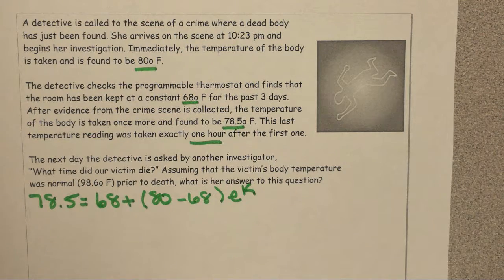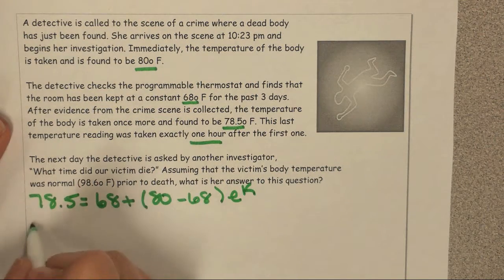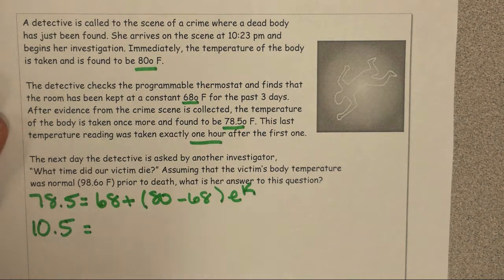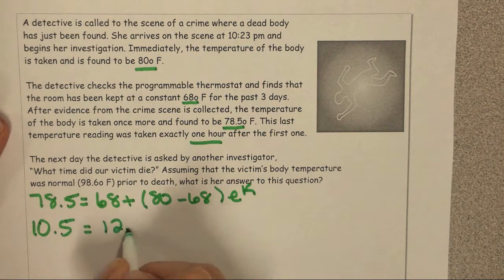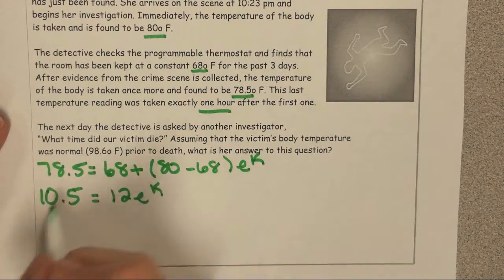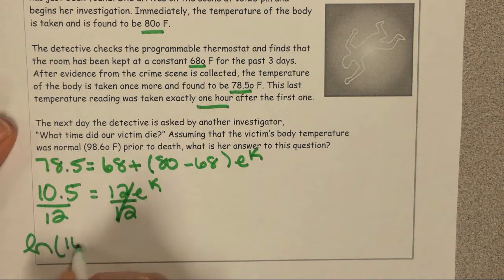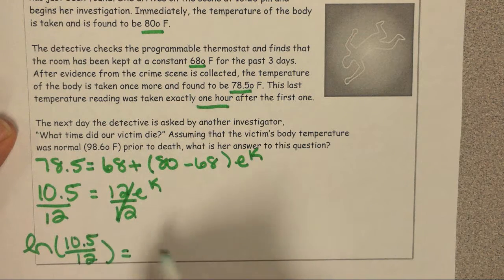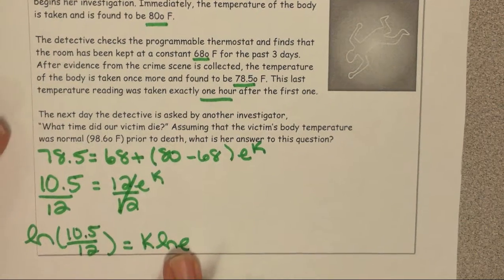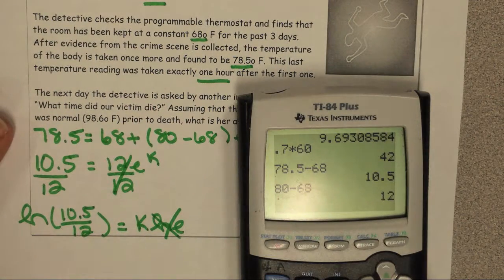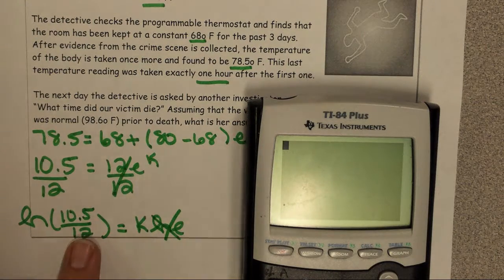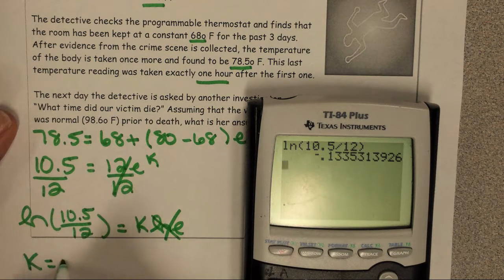We're going to take 78.5 and subtract 68. I get 10.5 equals 80 minus 68, which is 12, times e to the K. We're going to divide by 12, just like we did earlier, and we get e to the K equals 10.5 over 12. So we're going to ln both sides. The ln of 10.5 over 12 equals K ln of e, and the ln of e is 1. So all I have to do to find K in this problem is just take the ln of these two numbers. The ln of 10.5 divided by 12 is negative 0.1335.